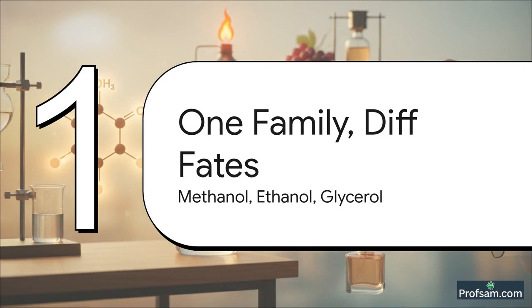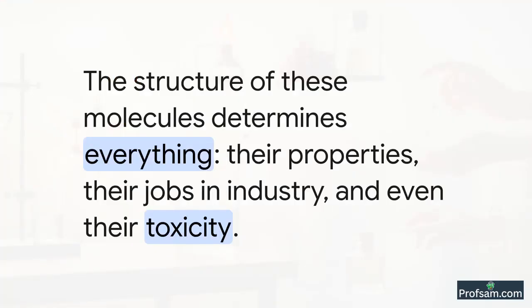Now, the easiest way to understand them is to think of them as three members of the same family, but each one has a very different character and a very different destiny. Now, this is the most important point, the main idea of today's class. The structure of these molecules decides everything. The number of carbon atoms, the number of hydroxyl groups, that is, the OH groups. This basic information determines all their properties, their uses in industry, and yes, even how toxic they are.